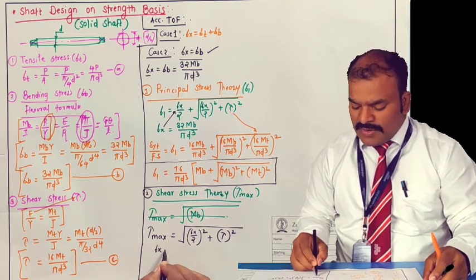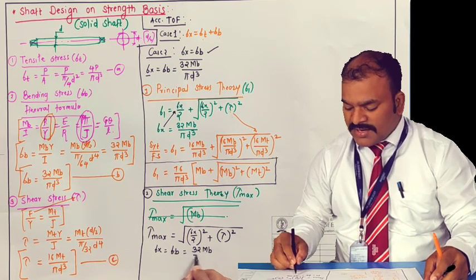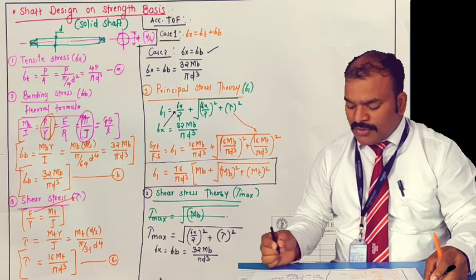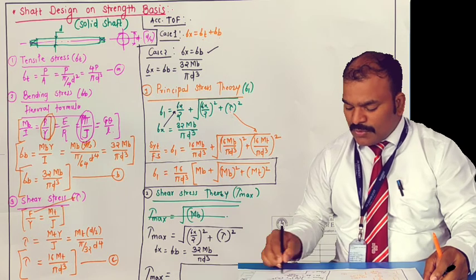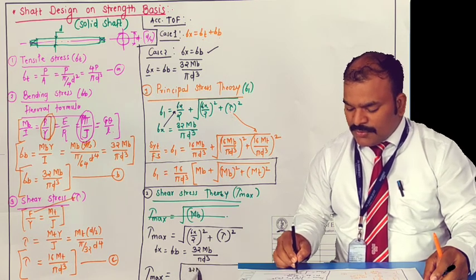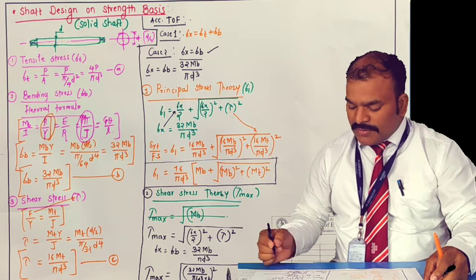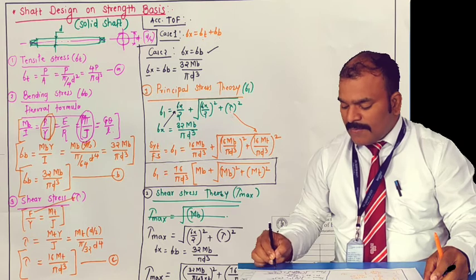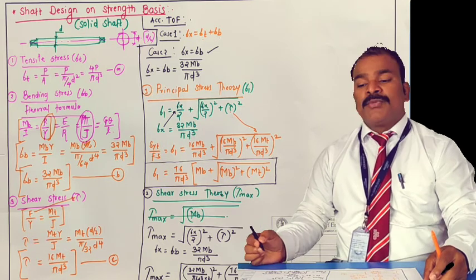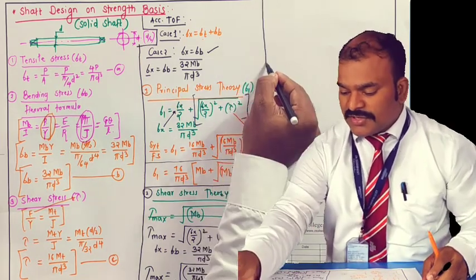Here again I will have to put sigma x equal to sigma b, as per the case decided by our side, that is 32 Mb by pi d cube. By putting this, tau max is equal to square root of (32 Mb by pi d cube into 2, that is 16) bracket square plus (16 Mt by pi d cube) bracket square. So only this bracket I will have to use in case of the maximum shear stress theory.